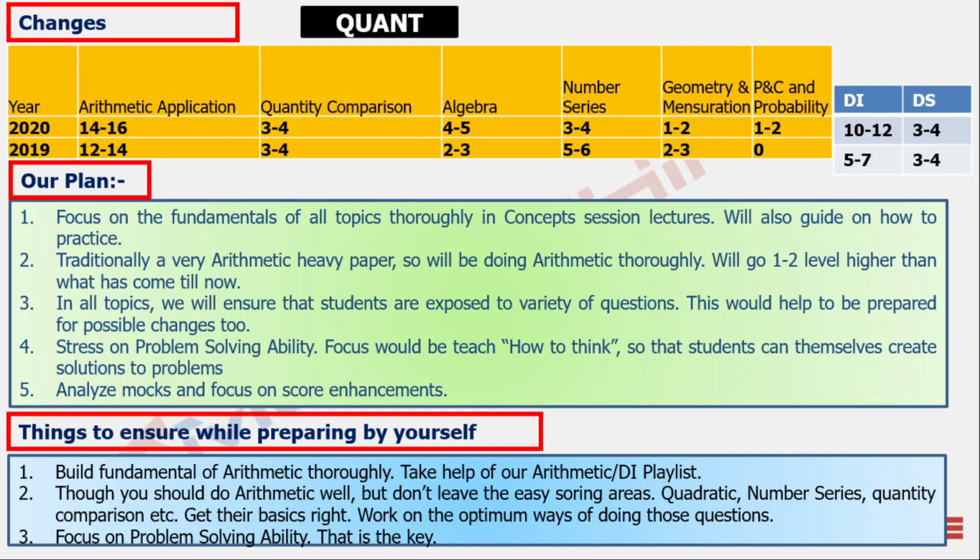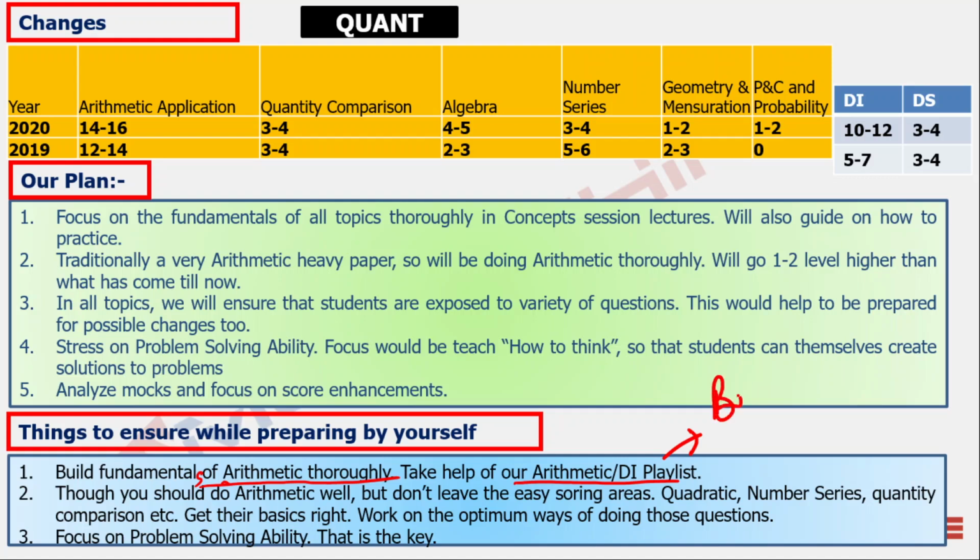Now, things to ensure while preparing by yourself. First of all, build fundamentals of arithmetic thoroughly. Take help of our arithmetic DI playlist. That's extensive. Even today, people across India take the help of the arithmetic DI playlist to clear all sorts of exams where arithmetic and DI come.